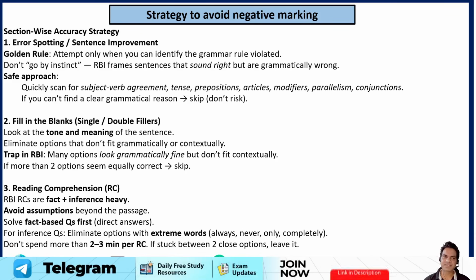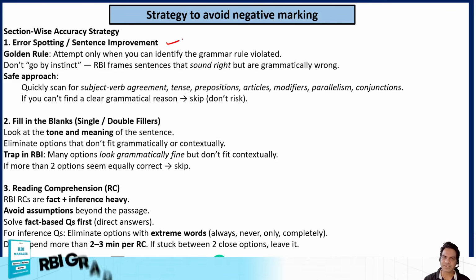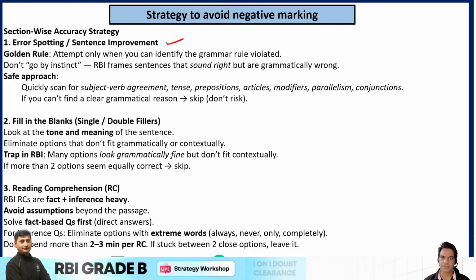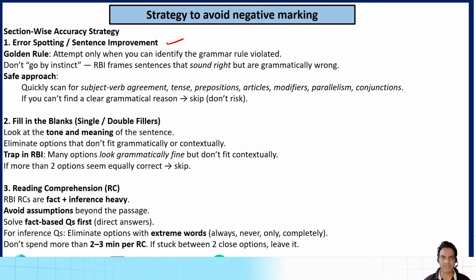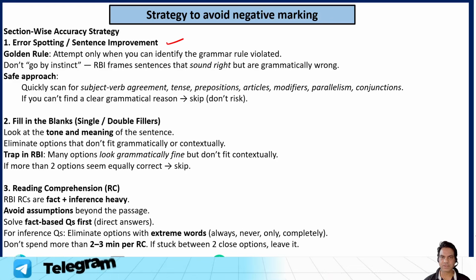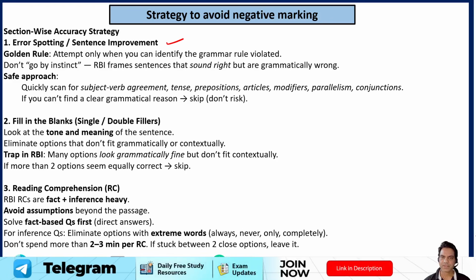First of all, let's discuss section wise accuracy strategy, your error spotting or sentence improvement based questions, guys. Now for such questions, the golden rule is only attempt when you can identify the grammar rule violated. Now students feel that, okay sir, I felt that this is an awkward part. I don't think this is correct, and probably that is always correct. But you've never heard about it. So unless you are sure what grammar rule is violated in this sentence, in which part, do not attempt those questions. Don't go by instinct.